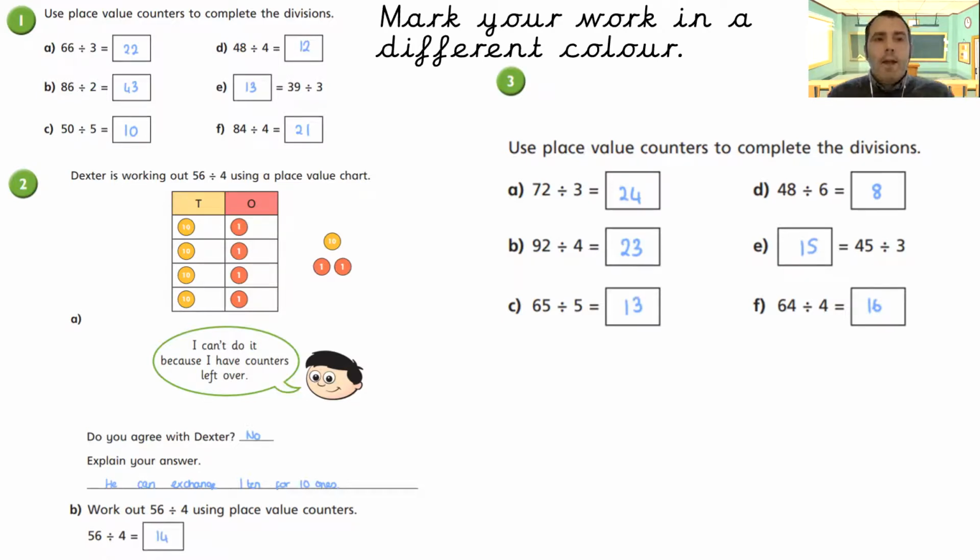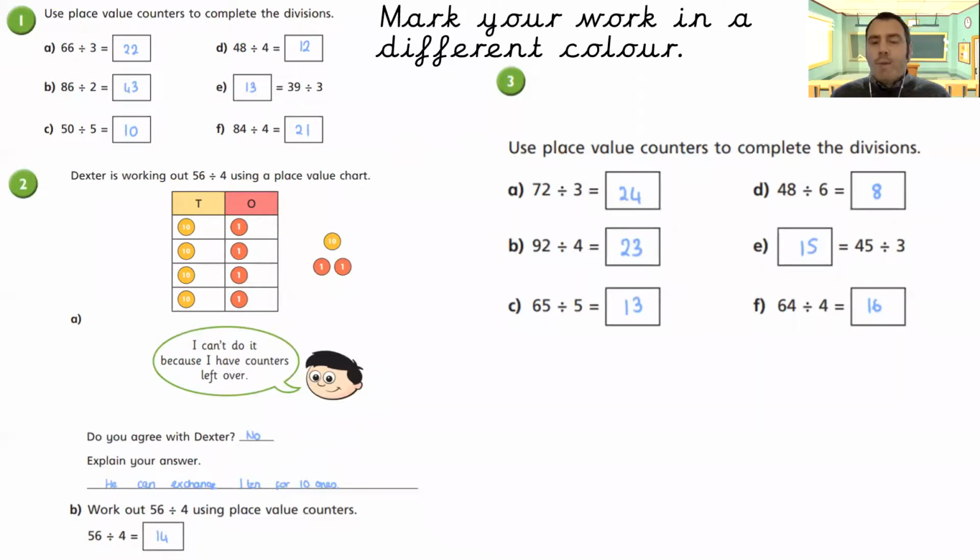Now, looking at number 2, Dexter's working out 56 divided by 4 using a place value chart. He's saying he can't do it because I have counters left over. Do you agree with Dexter? If you said no, well done. He can exchange. If you remember my little magic trick I did with the coins, I magically changed 1 ten into my 10 ones. He could have done the same, which would have given him 12 ones, which is what the answer is. So working it out, the answer is actually 14.